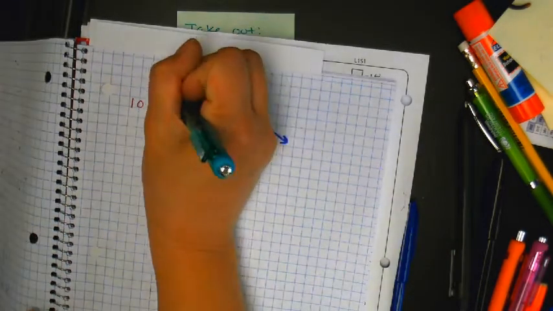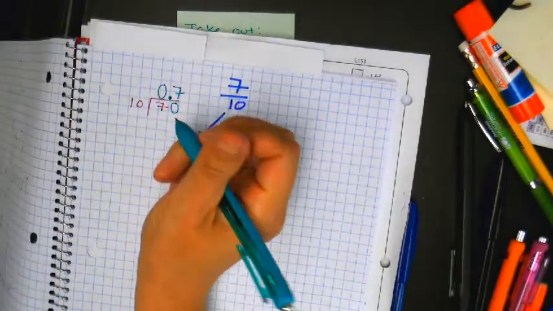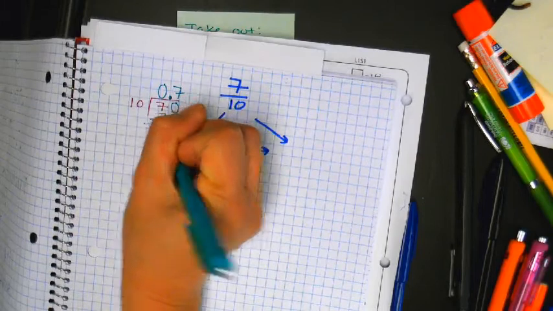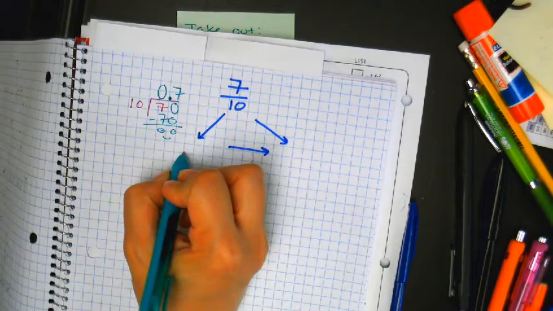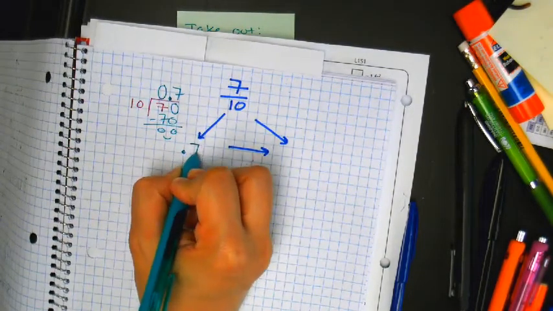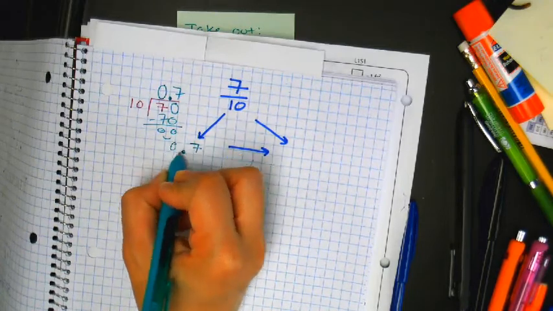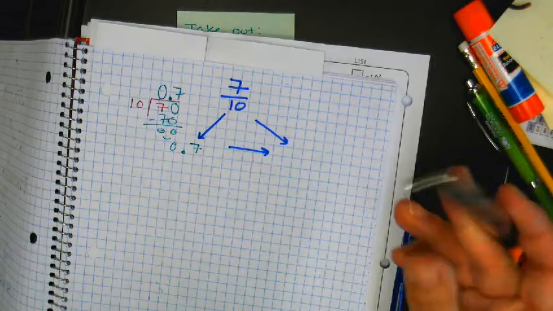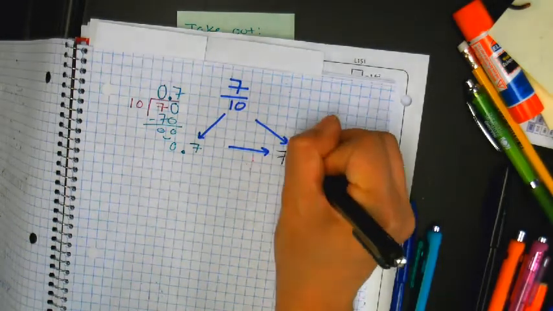7. Okay, here's one where one of the numbers does appear. That gives you 7. The remainder is 0. That makes you happy. So it's no remainder. 0.7. What would be my percent? 70%.